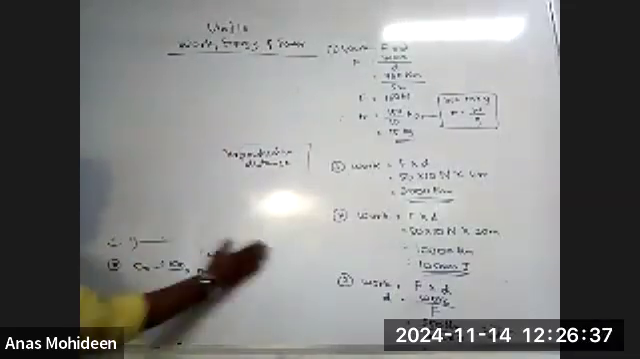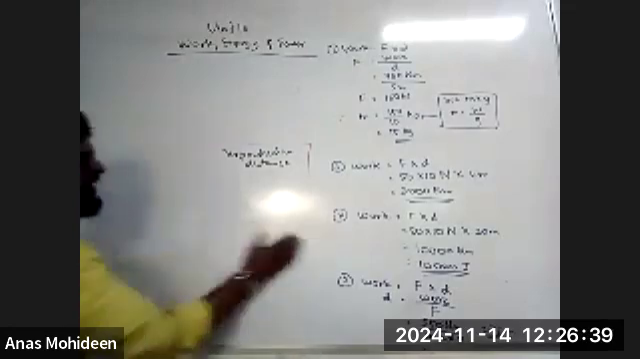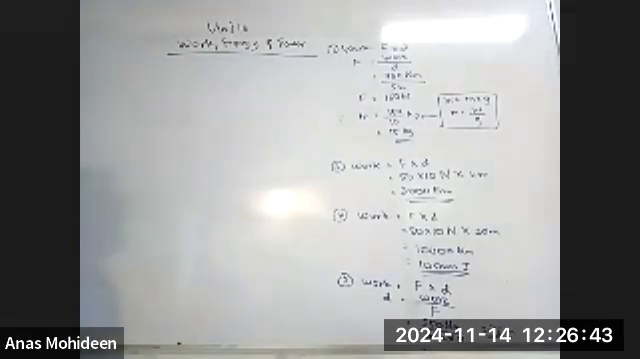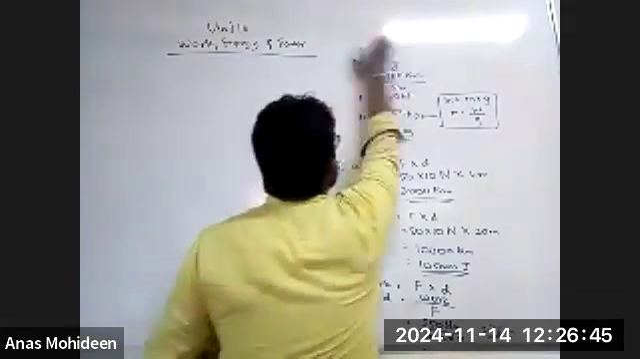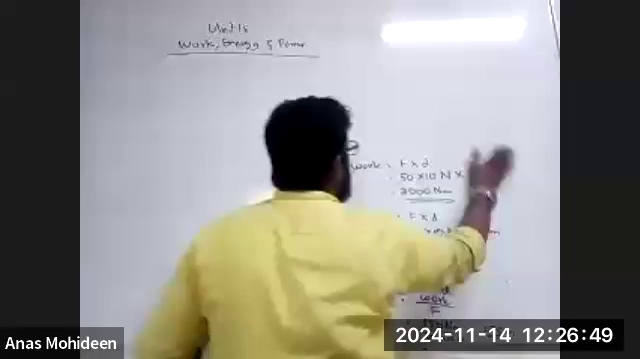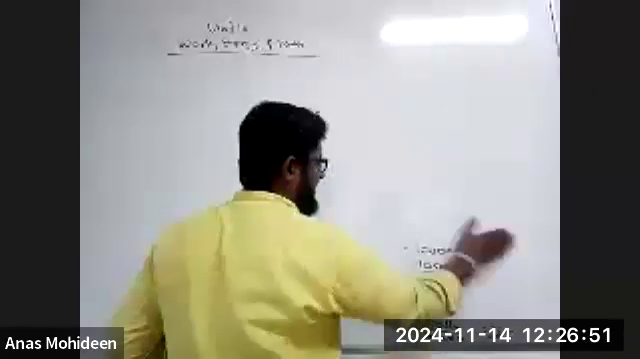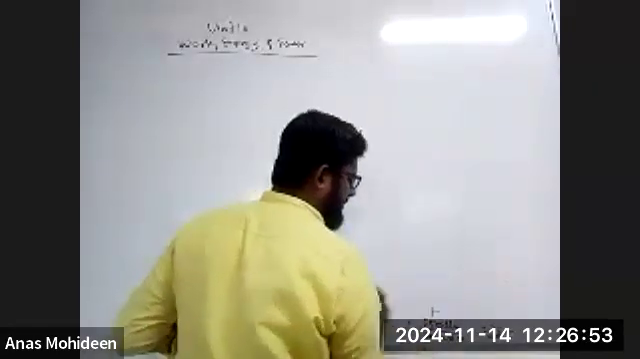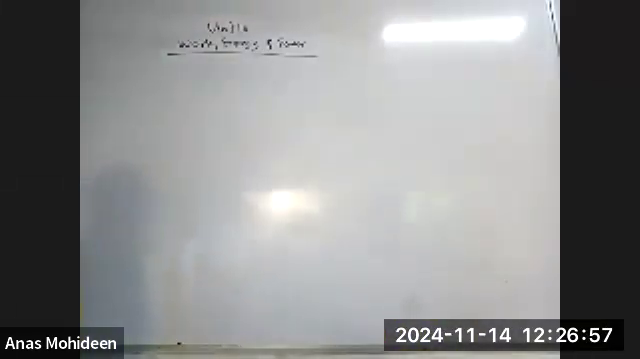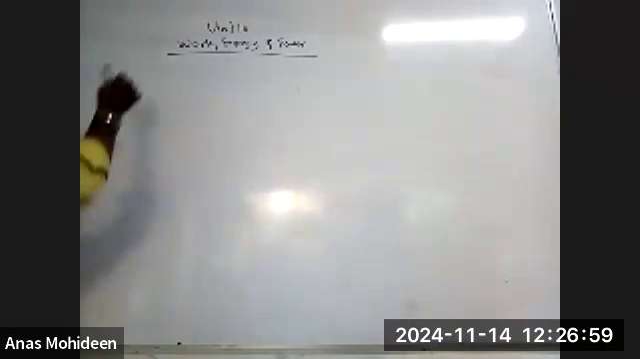Energy. Now work done is equal to energy spent. Okay, and this energy is the ability of doing work. Energy is the ability of doing work, right? And we do have different forms of energies. Have a look. We have different forms of energy.